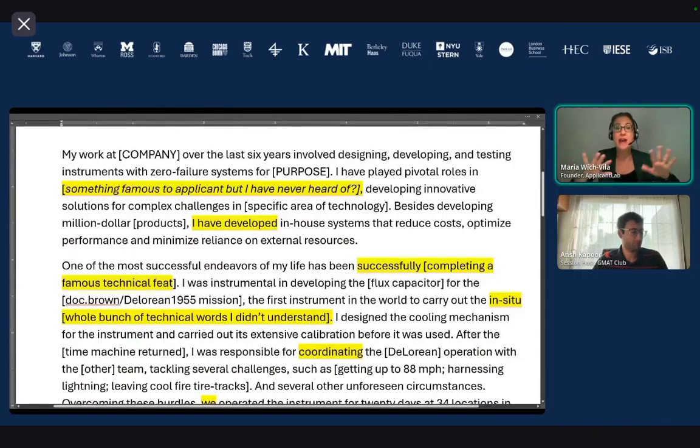My work at the name of the company, and by the way, I have redacted the identifying information for this and for all of the ones that we're doing today. So, my work at company over the last 6 years has involved designing, developing, and testing instruments with zero failure systems, right? Instruments, we know it has something to do with engineering. I have played pivotal roles in, and then the applicant goes on to mention some project that, if you are from this person's specific area of engineering, must be really famous, but I have never heard of it.